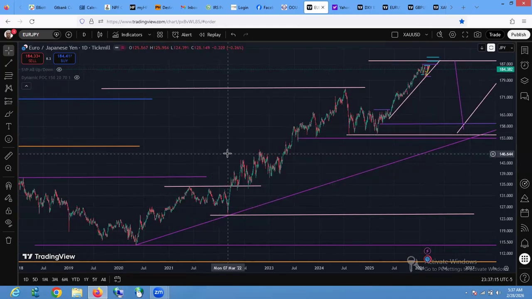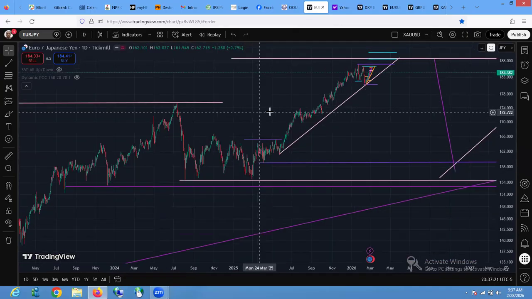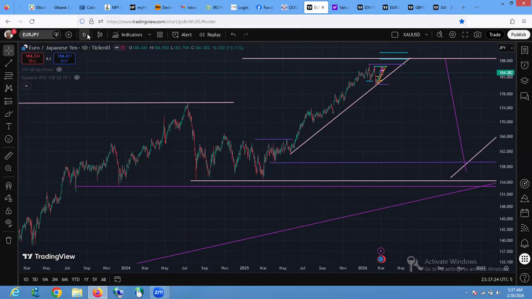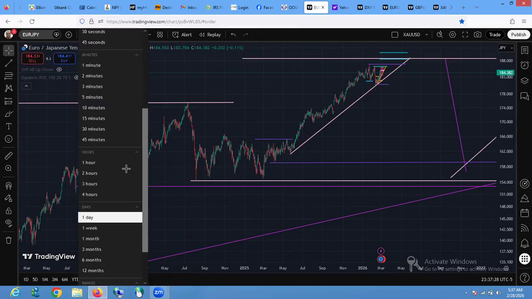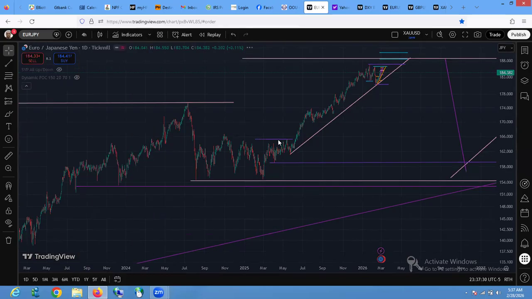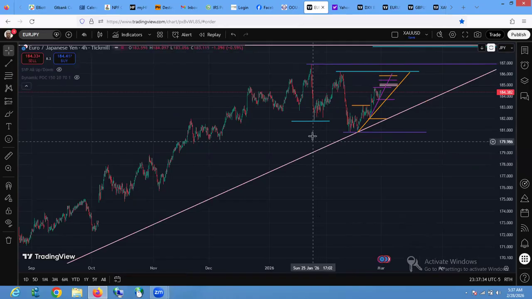Now, staying with the timing now, I'm spending more time here because I really want you to understand that we have to take it structure by structure at this level. Structure by structure at this level. Going to the 4-hour time frame now. Going to the 4-hour time frame, this is where we are.